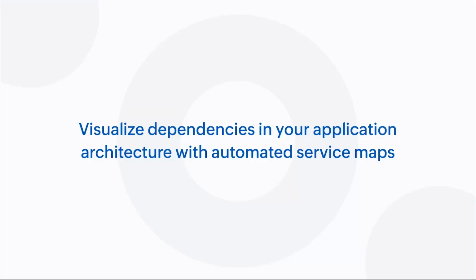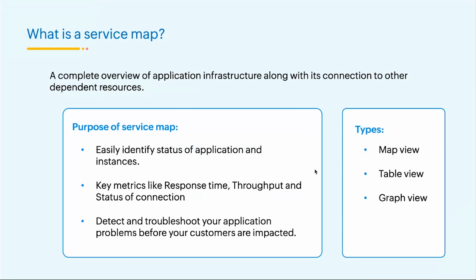So lastly, let's talk about something that really helps visualize and manage application complexity, which is the service map. So a service map gives you a complete picture of how your applications are structured and how they connect with the other services that they depend on. So it's like looking at your entire application ecosystem from above, helping you understand how everything is wired together.